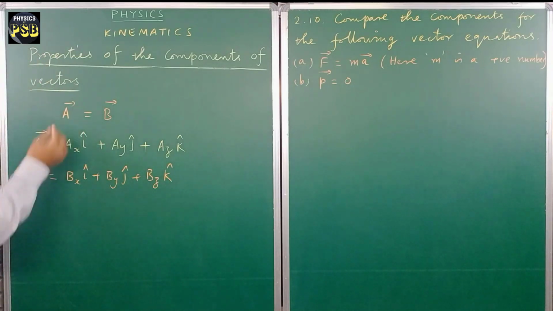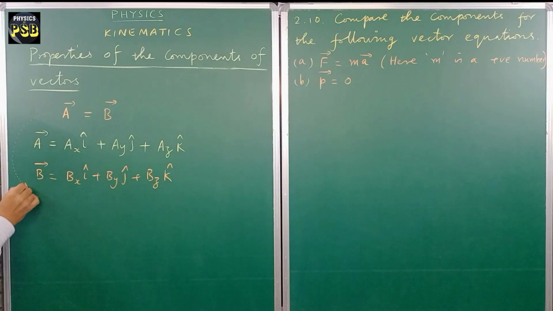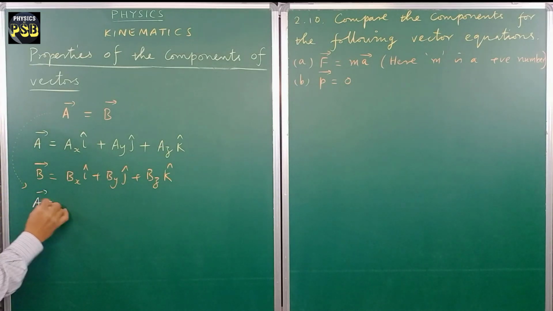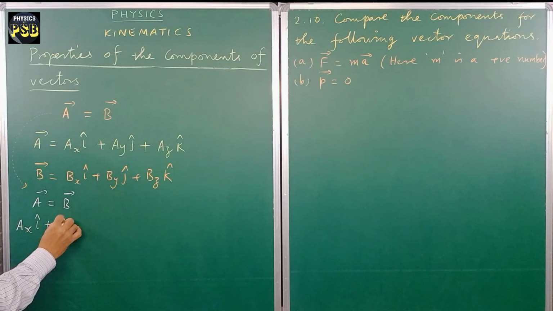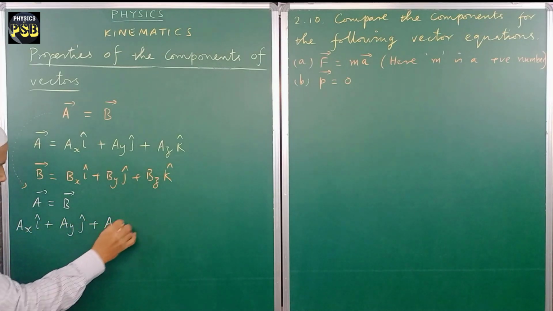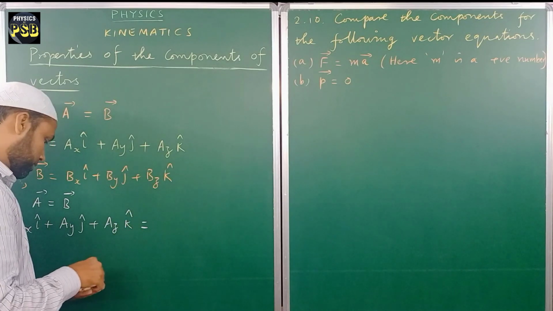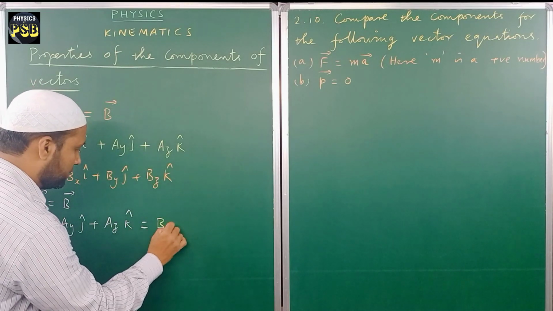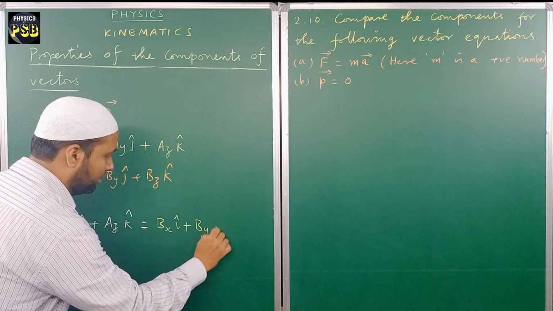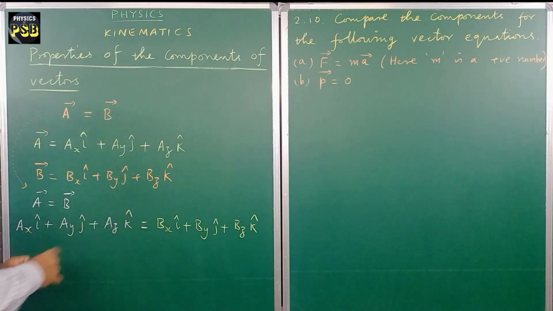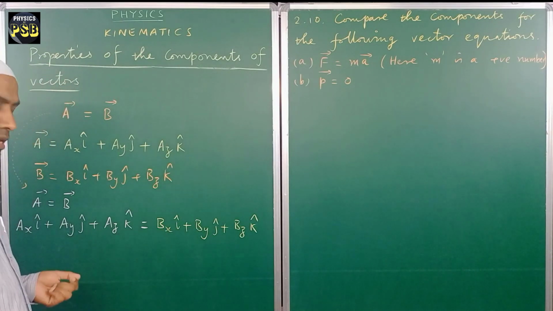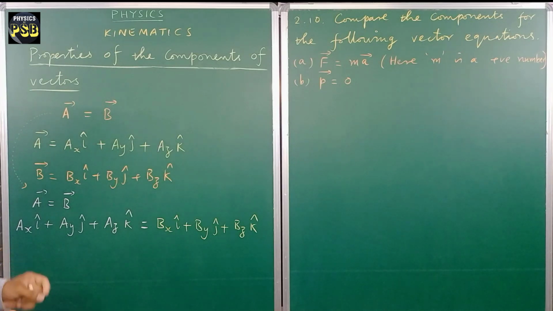Now, as mentioned, by keeping this in mind, here vector A is equal to vector B. Now, in place of vector A, I write its value. What is that? Nothing but this: Ax i cap, Ay j cap and Az k cap is equal to Bx i cap, By j cap and Bz k cap. Got it? Now, I am going to compare the terms present on the right side with the terms present on the left hand side of this equation.